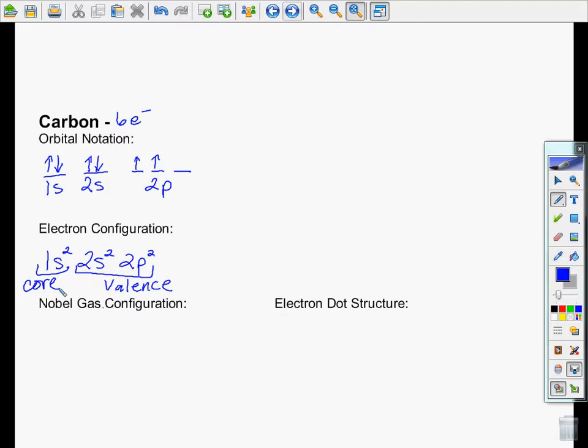Now, when we write the noble gas configuration, we can use a noble gas to represent the core electrons. So if we come over here, helium has the 1s2 electron configuration. It has two electrons, so we can use helium to represent those two core electrons. This is what it's going to look like. We use helium in brackets to represent our core electrons, and then we write out our valence electrons. For carbon, it's not really shortening anything. But when you get really long electron configurations, like when you have 50 or 60 electrons, this is really going to shorten the way you write it out, because you're only worried about those electrons on the very outside.